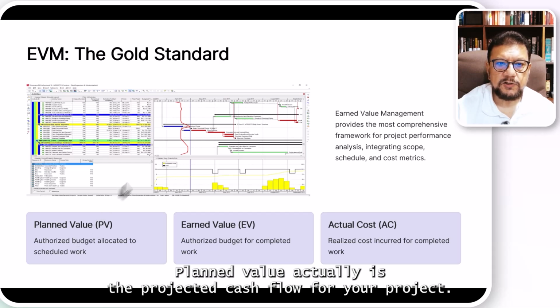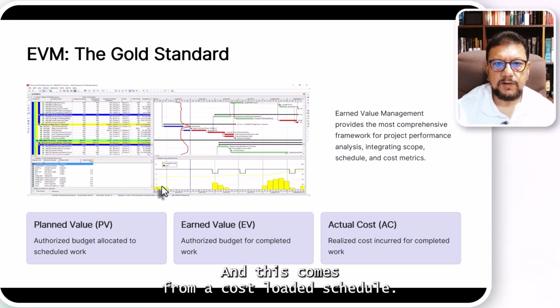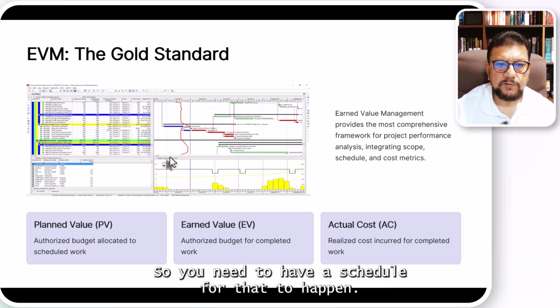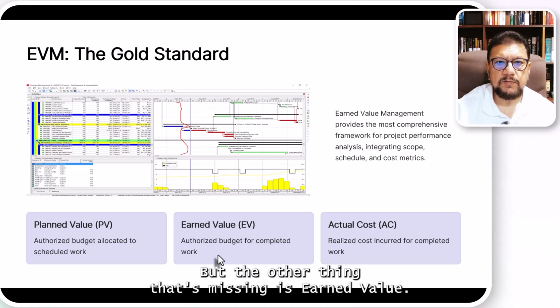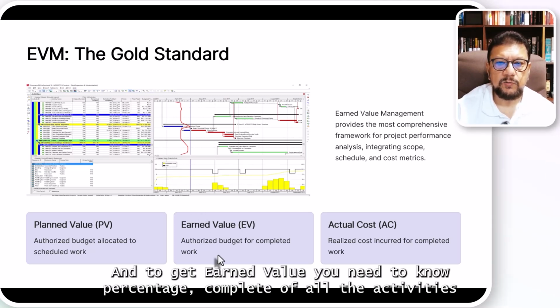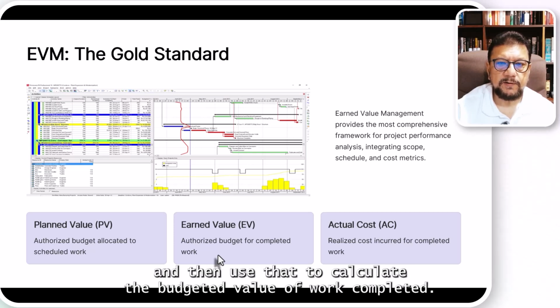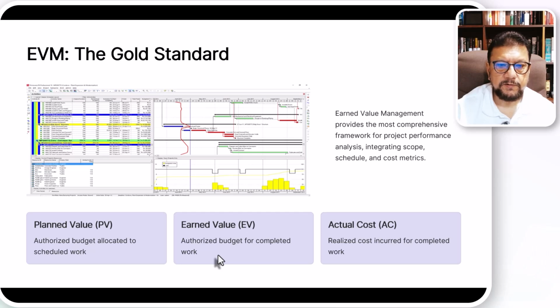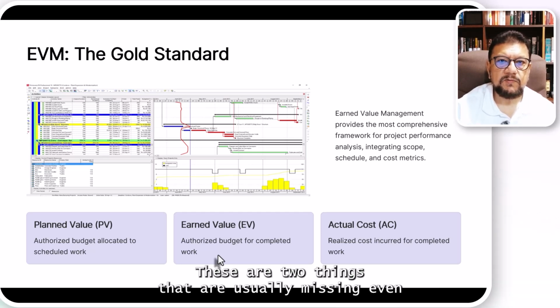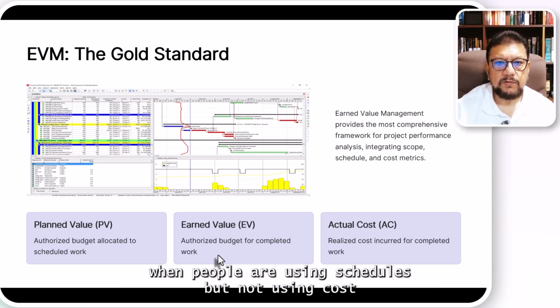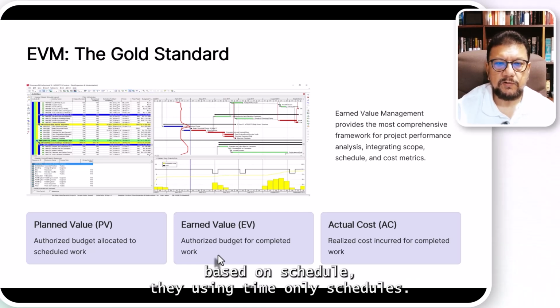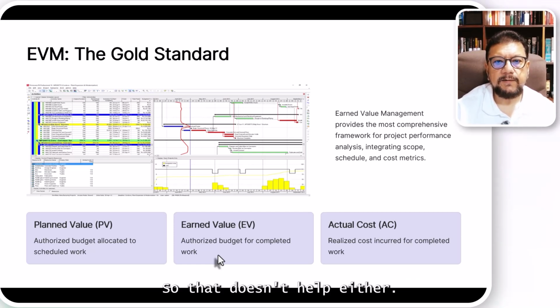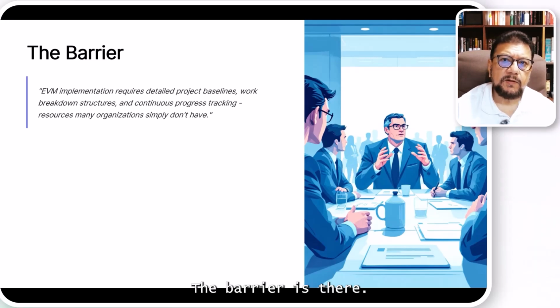Planned value actually is the projected cash flow for your project, and this comes from a cost loaded schedule. So you need to have a schedule for that to happen. The other thing that's missing is earned value, and to get earned value, you need to know the percentage complete of the activities and then use that to calculate the budgeted value of work completed. Now, these are two things that are usually missing. Even when people are using schedules, they're not using cost based schedules, they're using time only schedules. So that doesn't help either. So that's the problem. The barrier is there.